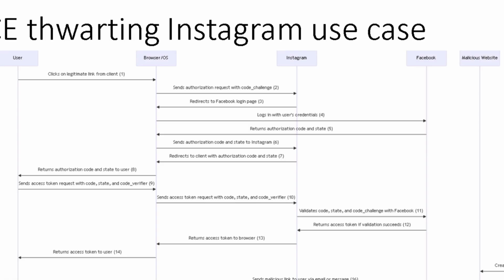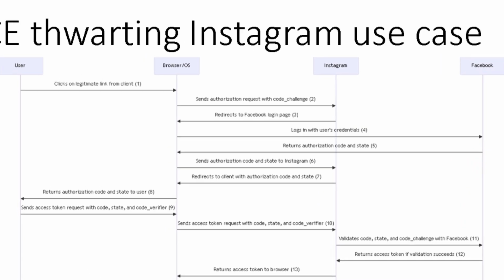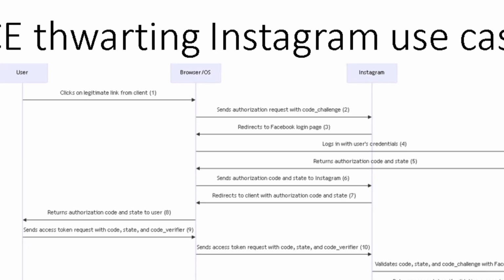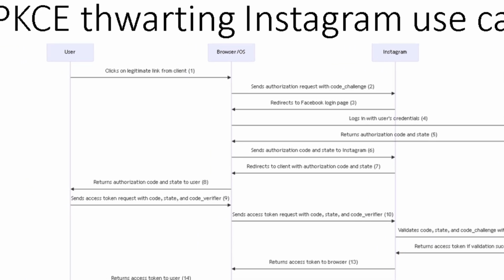This diagram, although it's busy, shows the steps that happen. The user clicks on a legitimate link from the client, which is the app that wants to access Instagram. The link initiates the OAuth 2.0 authorization code flow with PKCE. The user's browser or operating system sends an authorization request to Instagram, including a code challenge parameter that is derived from a randomly generated code verifier. The code verifier is kept secret by the client and not sent at this point.